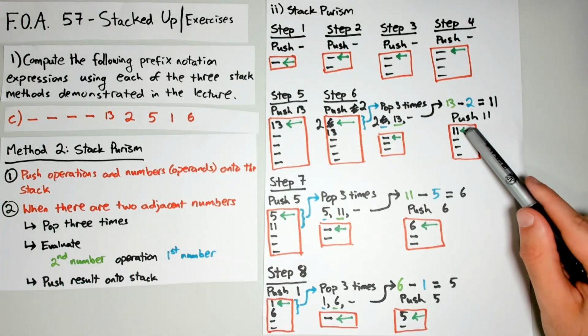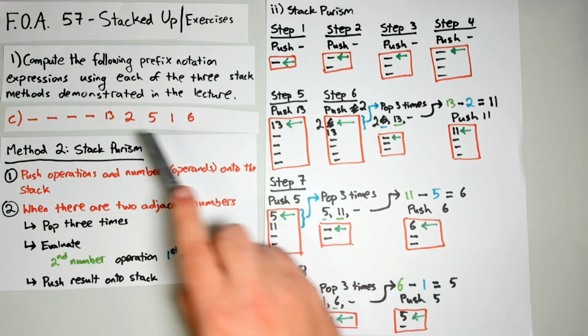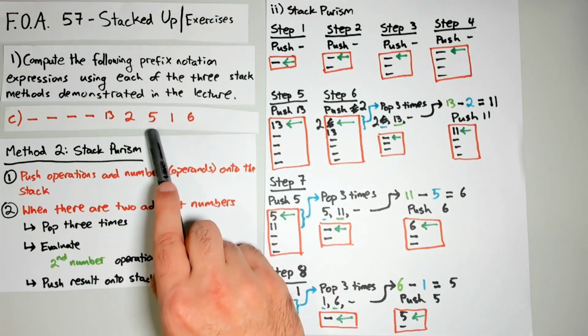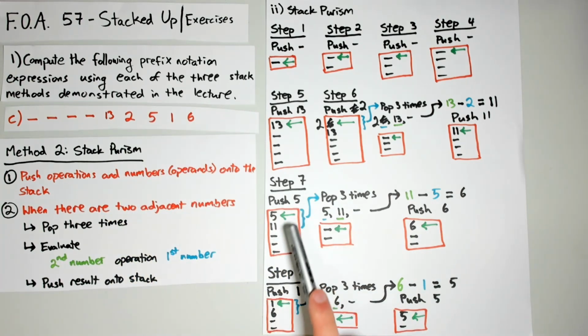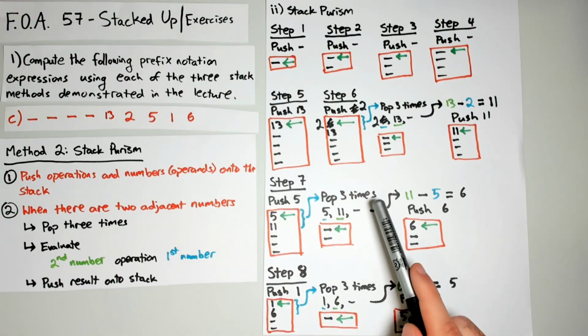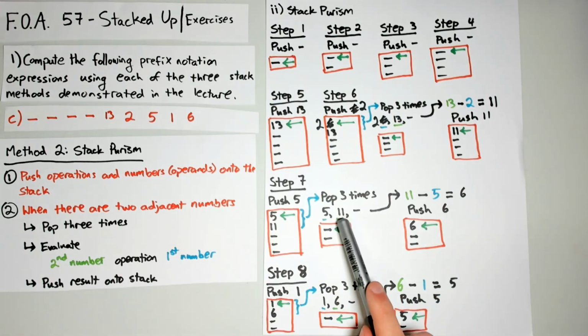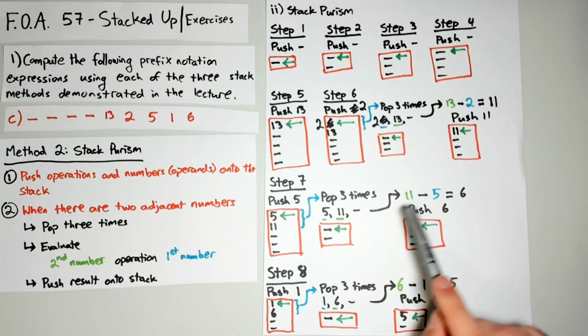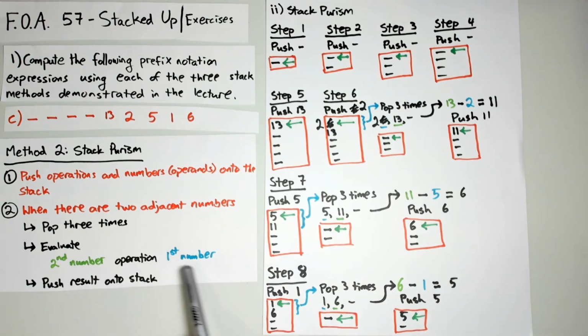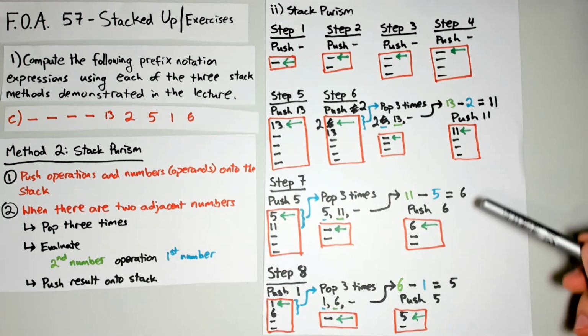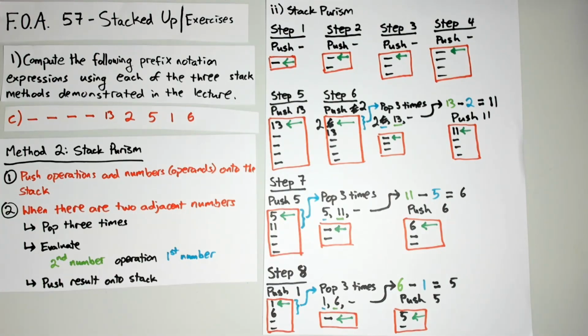So now we have 1 number, so we have to keep pushing. So, well, we did the 13, we did the 2, now we have the 5 to push. So we push 5, and that gives us 2 adjacent numbers. So we can pop 3 times, giving us 5, 11, and another one of our stored up minus signs. So we do 11 minus 5, right, switching the order. 11 minus 5 is 6, and we're going to push the 6 onto the stack.